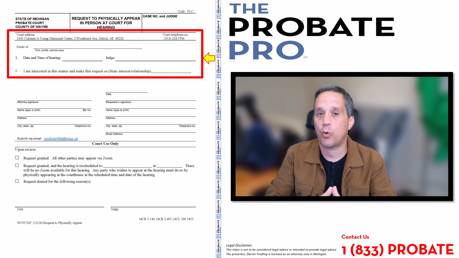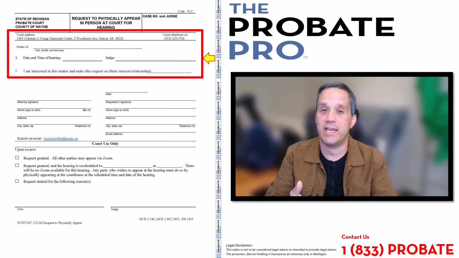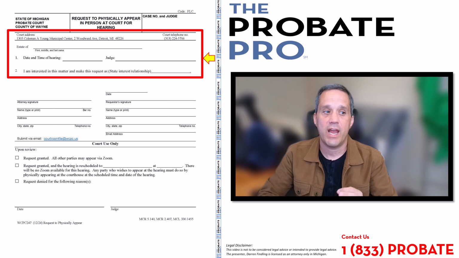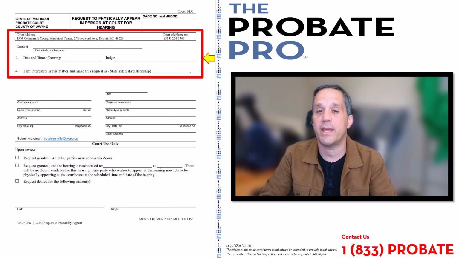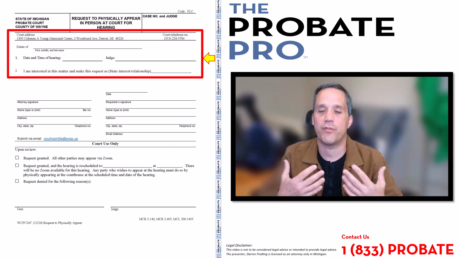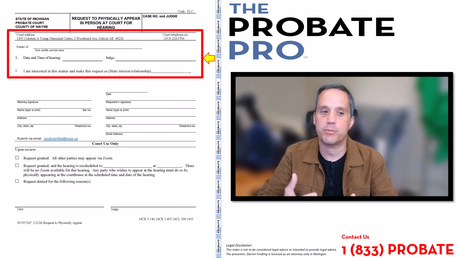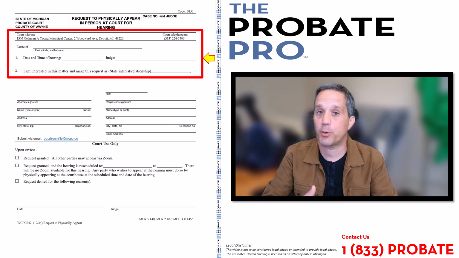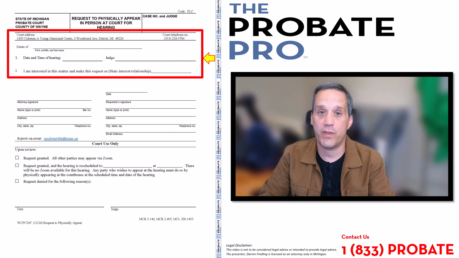You can see that the court address is already completed, and then there's a spot for the name of the estate. Now, it may be a guardianship, conservatorship, or deceased estate. You'd put the name of the file there, as well as the date and time of the hearing and the name of the judge. And then it identifies how you are interested, how you are involved, what your relationship to the file is, and you'd identify it in that space. Now, you may be the personal representative or the guardian or just an interested person within the proceeding.